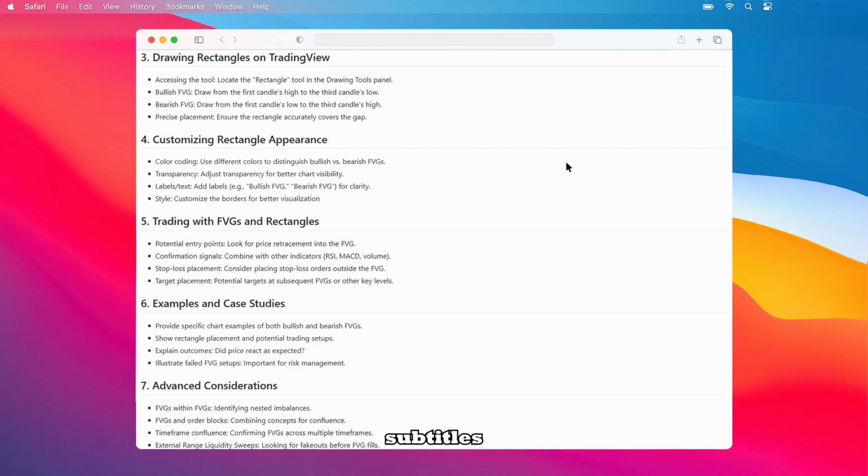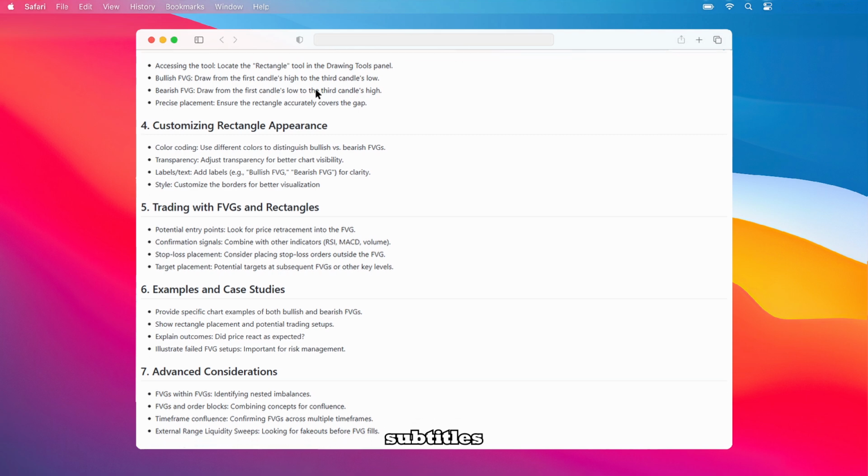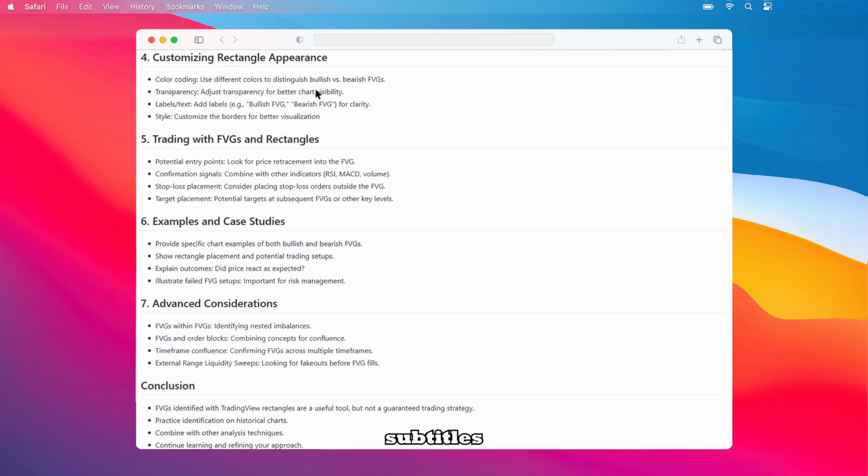Further enhance your chart. Customize the appearance of your rectangles. Use different colors to distinguish between bullish and bearish FVGs, and adjust transparency to improve chart visibility. You can also add labels, like bullish FVG or bearish FVG, for added clarity, and customize the borders for better visualization.